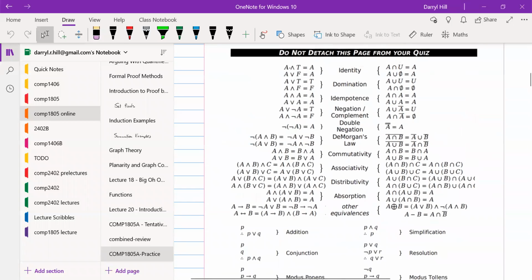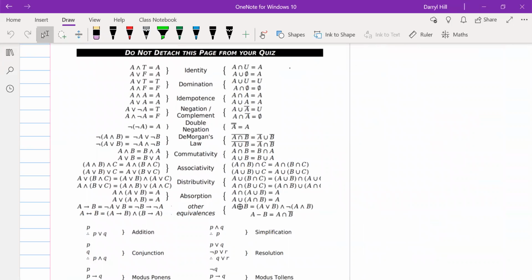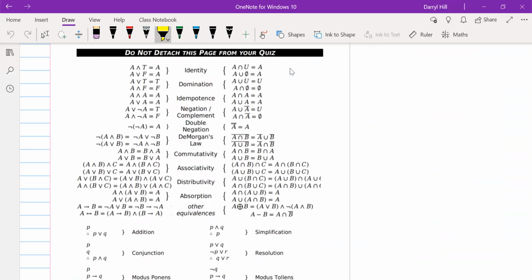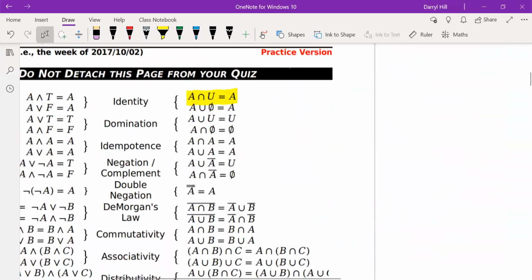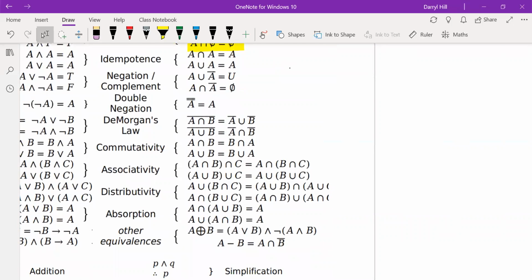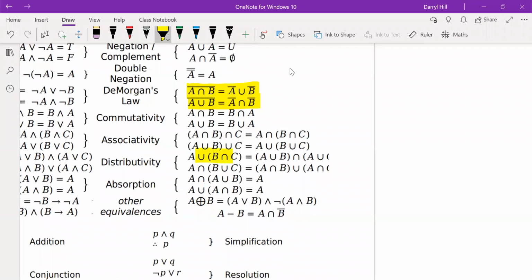Yeah, so here we go, these are both our set identities and logical equivalences. A intersect the universe gives you A. A union the empty set gives you A as well. So those are identity. Domination: if I take A union the universe, I just get the universe. A intersect nothing, I get nothing, et cetera. De Morgan's, again, is one of the more complicated ones that we use, and then distributivity.